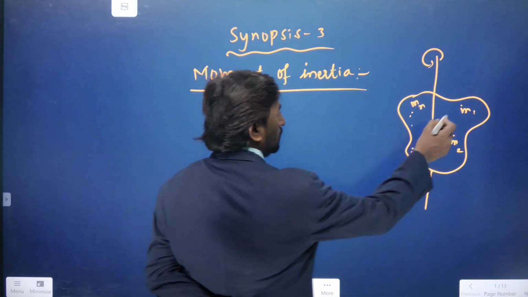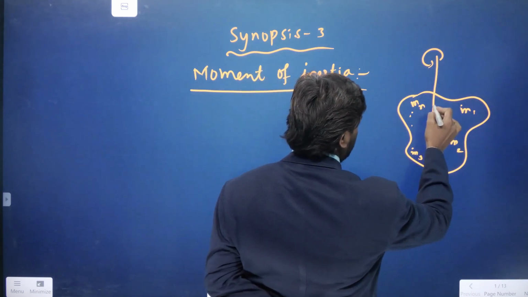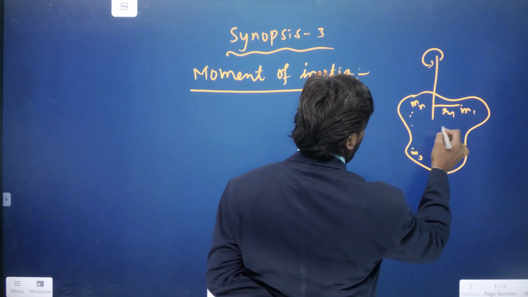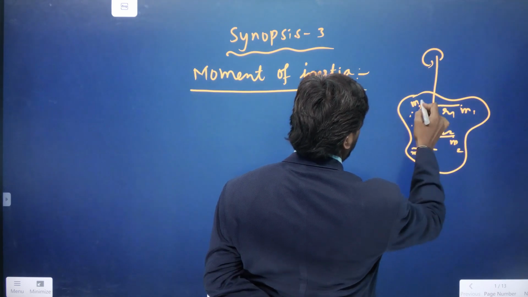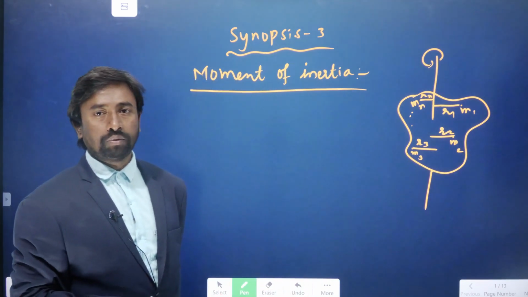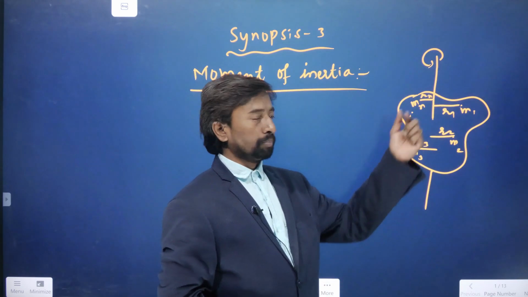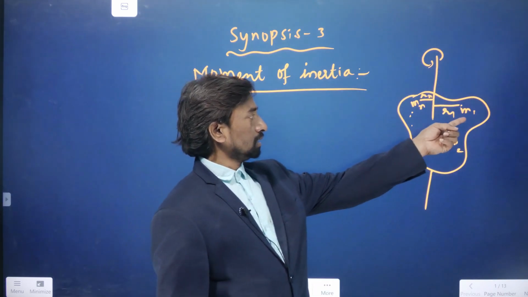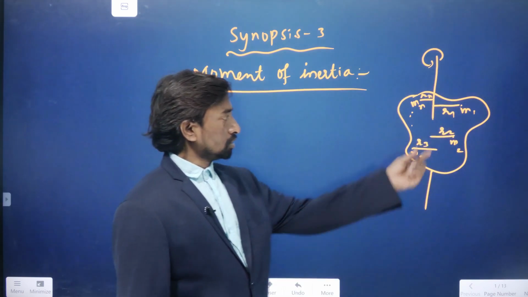Now each and every particle in this rigid body is at a certain distance from the axis. Let us consider this the R1 distance, this the R2 distance, this the R3 distance, and this the Rn distance. All these particles have circular motion about the axis of rotation, with radius equal to the perpendicular distance between them.